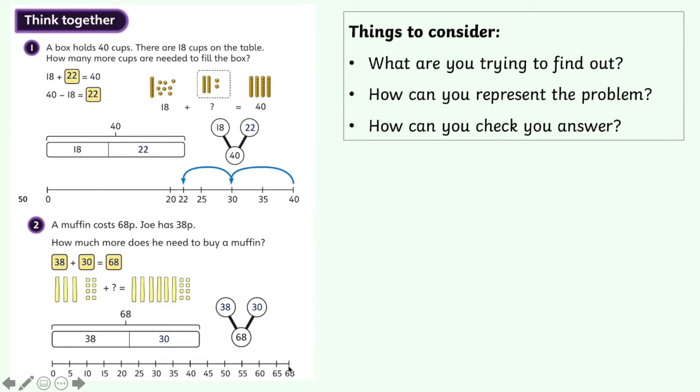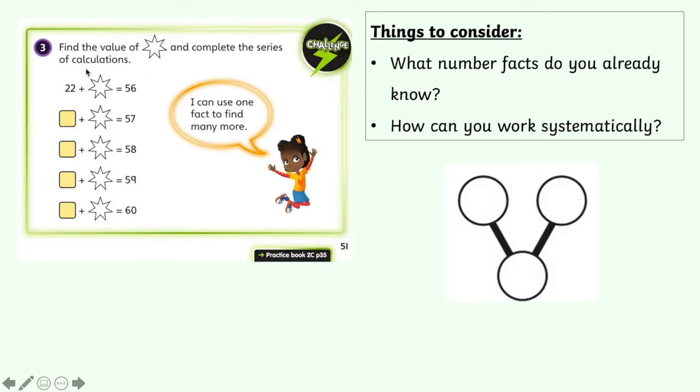You may have also chosen to think about it on a number line and started with 68, taken away 38, and you would have got to 30. That's another way you could have worked out the missing part. Let's have a go at the challenge, and then it'll be off to the practice books to give this some more practice. Our challenge today: find the value of the star and complete the series of calculations.